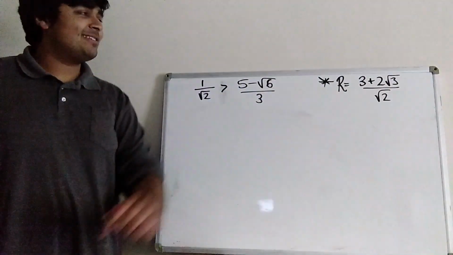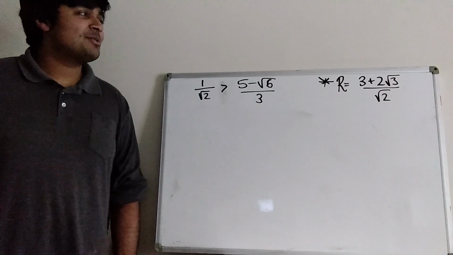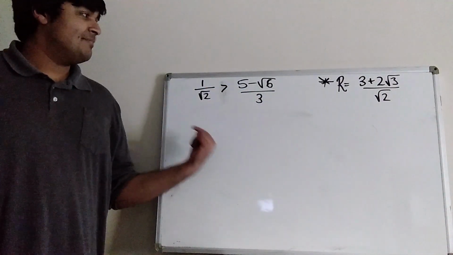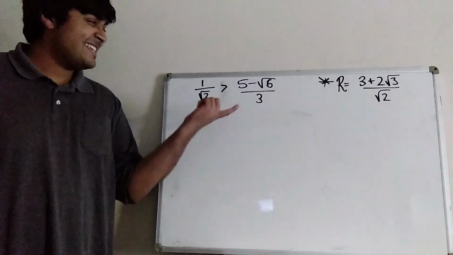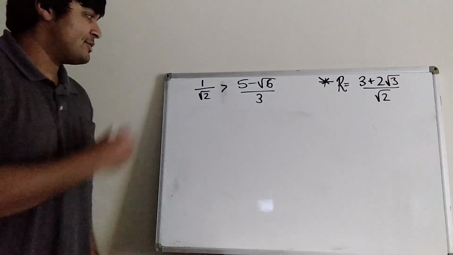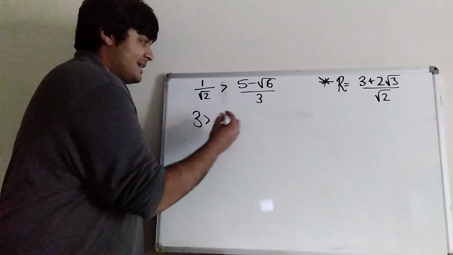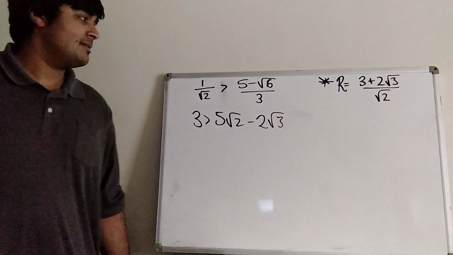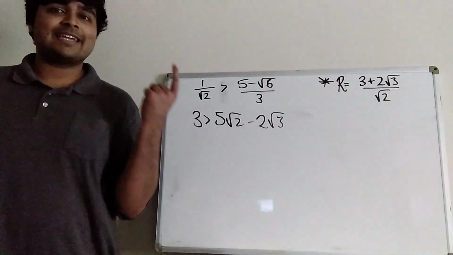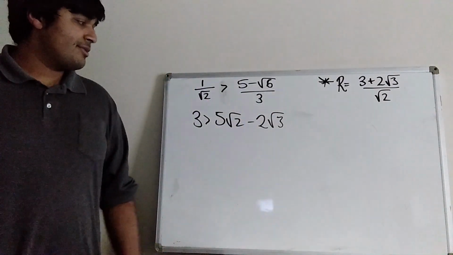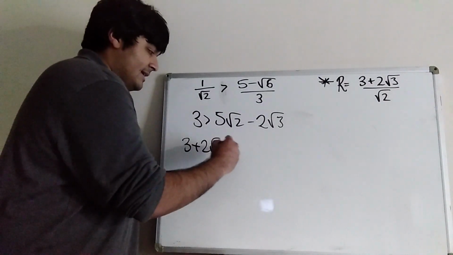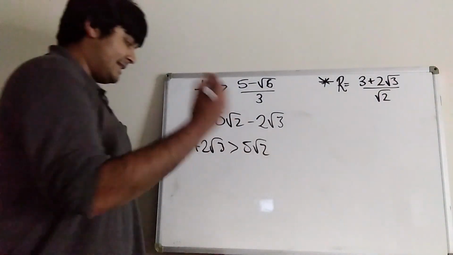And I've written up a little number here, r equals (3 plus 2 root 3) over root 2. We're going to get onto why I've written that there in just a second. Anyway, let's try and derive a contradiction from this. Let's multiply both sides by 3 root 2, so we get that 3 is bigger than 5 root 2 minus 2 root 3, because root 6 times root 2 is root 12, and we can take out a root 4 from that to give us 2 root 3. Let's bring the 2 root 3 onto this side, so we get 3 plus 2 root 3 is bigger than 5 root 2, and then square both sides.